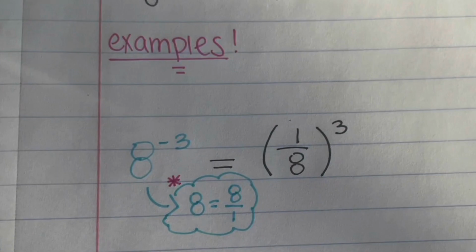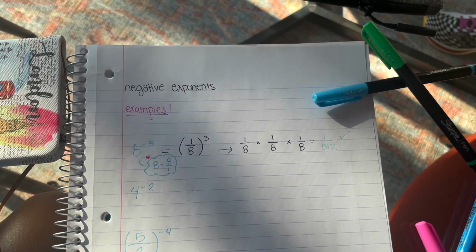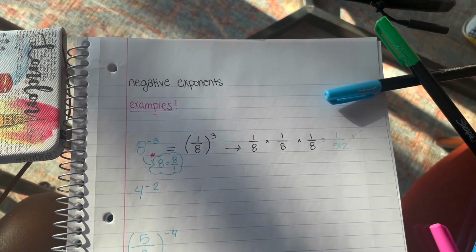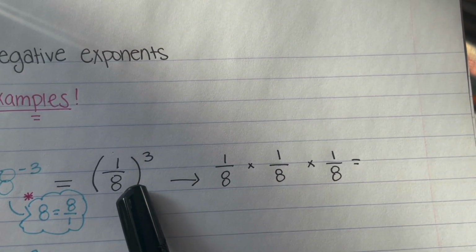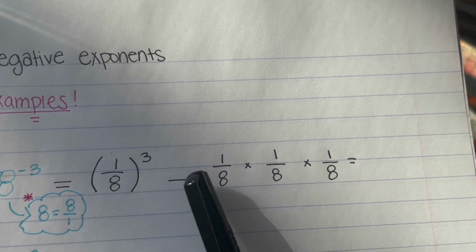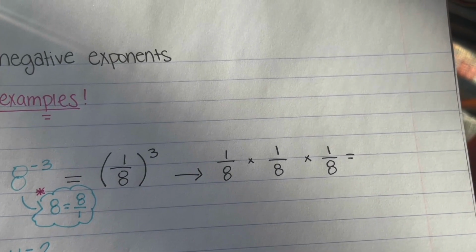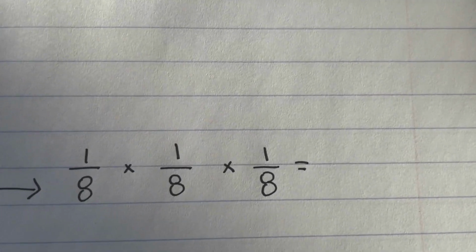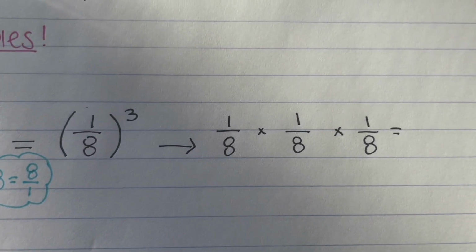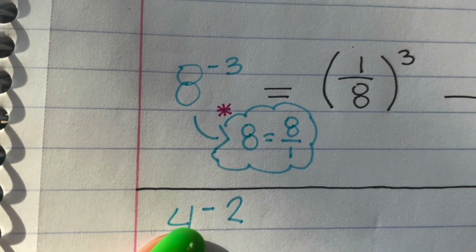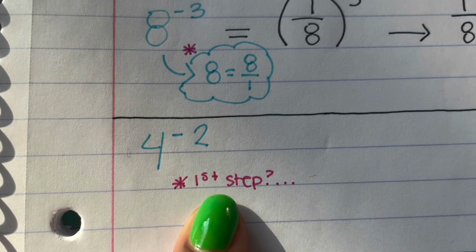But once we do that, we would get 1 over 512. And that would be our answer. So 8 raised to the power of negative 3 equals 1 over 512. But also 8 raised to the power of negative 3 is equivalent to 1/8 raised to the power of 3. So now let's take a look at our second example, which is 4 raised to the power of negative 2.